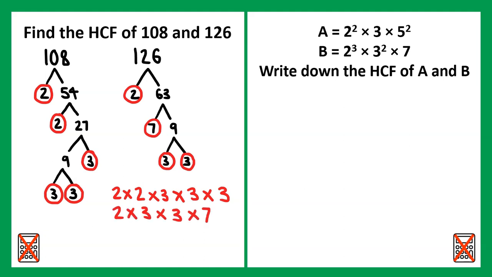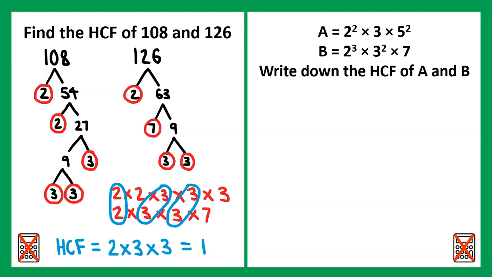To find the highest common factor, we need to look for the prime factors which are common between both numbers. I have a 2 that's in common here, a 3 that's in common here, and another 3 that's in common here. Once we have them paired up, we multiply these pairs together to give us our highest common factor, which in this case would be 18. On to the last question.